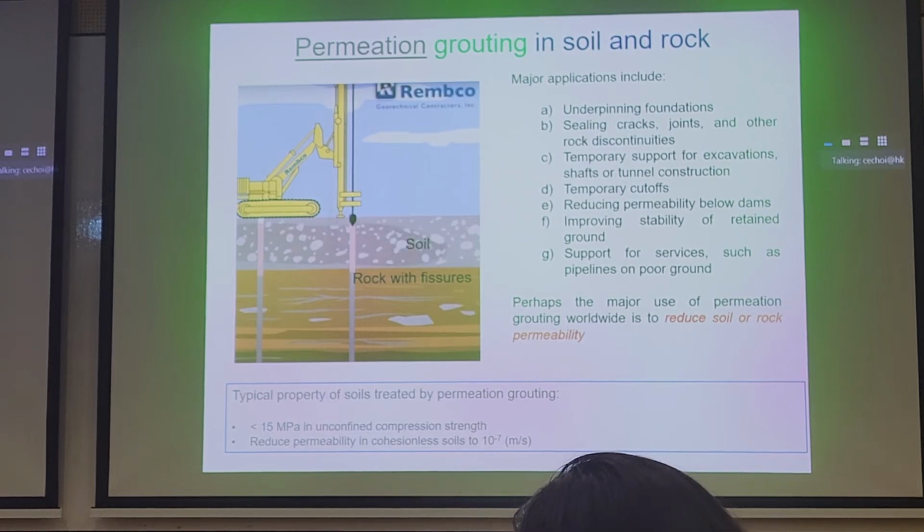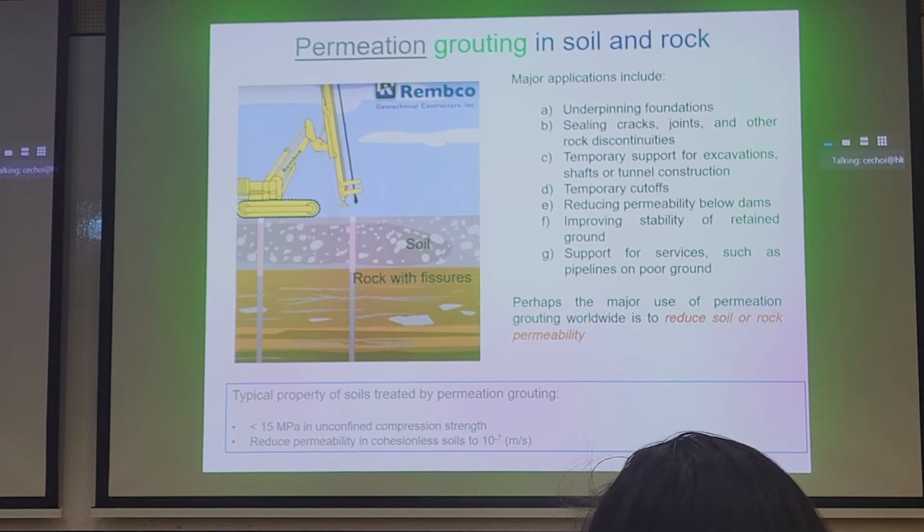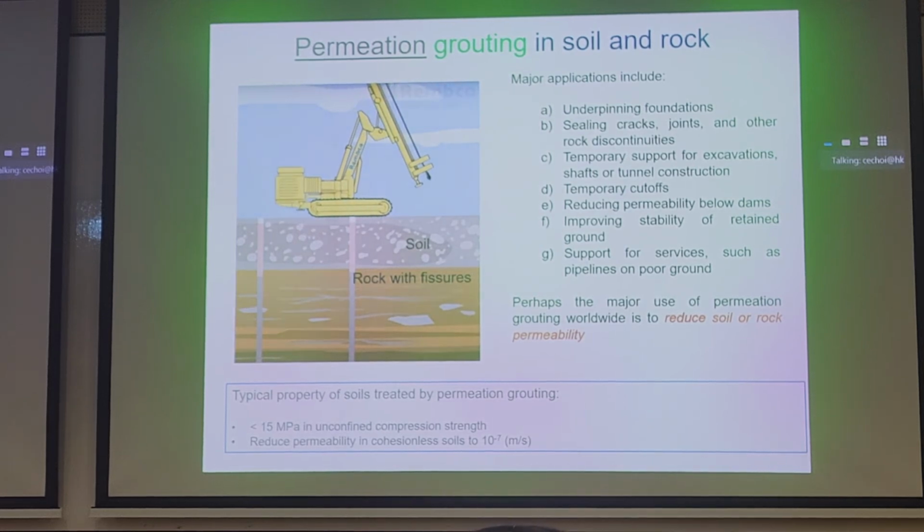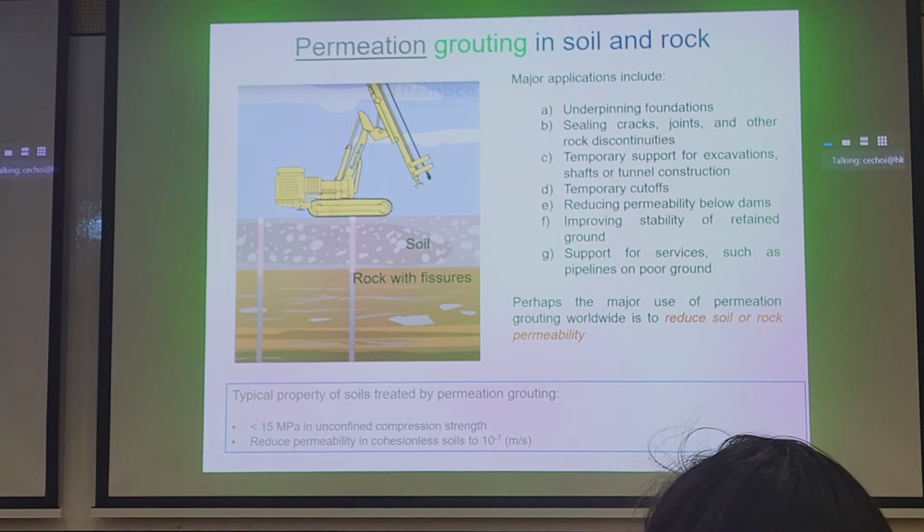And where you see the change in color in the soil, this is the permeation process. This is where the grout's moving through the voids, and this would be a repetitive process if you're looking for composite improvement, or if you just want to locally reduce the permeability or improve the ground. You can just have one drill hole.